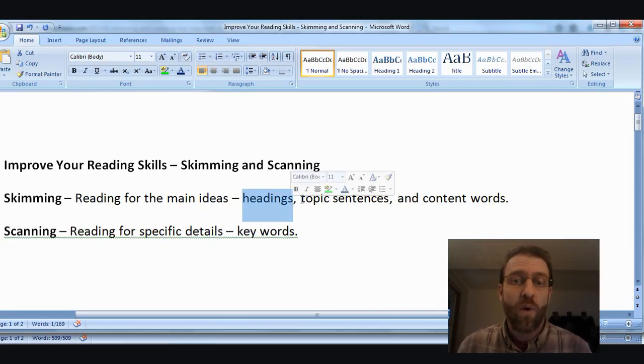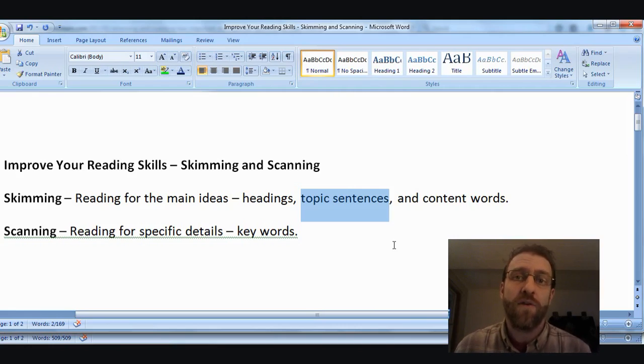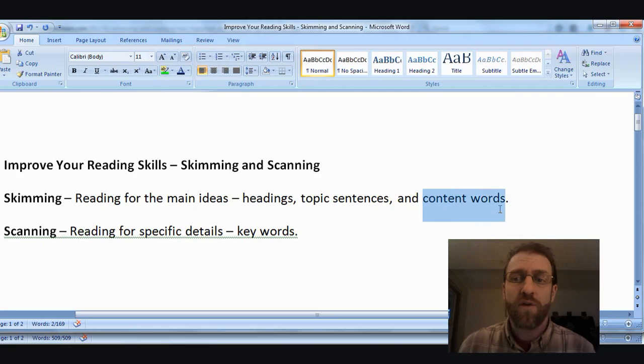After the headings, you want to look to the topic sentences. Topic sentences are usually the first sentence in a paragraph, and this will give you a main idea of what this paragraph is about. After the topic sentence, you'll find the supporting details. Now, after that, when you're looking at the topic sentences and the headings, you want to try and focus on the content words. Now, content words are the important words, mostly nouns, things that give you an idea of what's happening, who it's happening to, where it happened, when, and why.